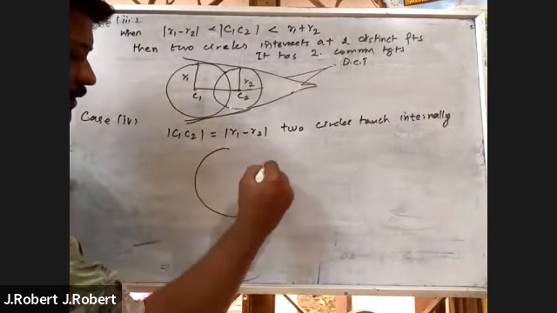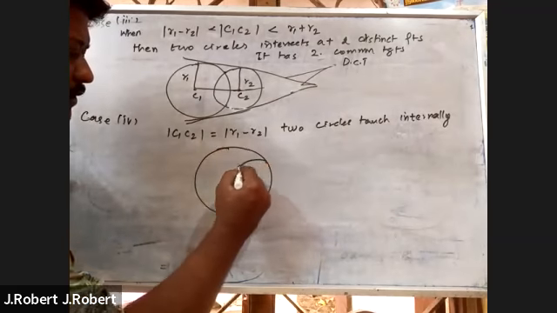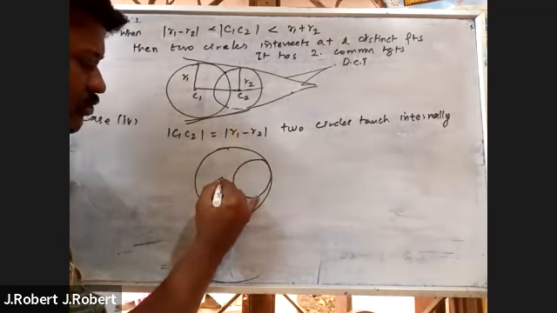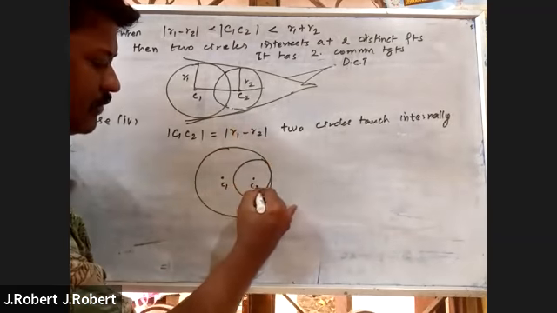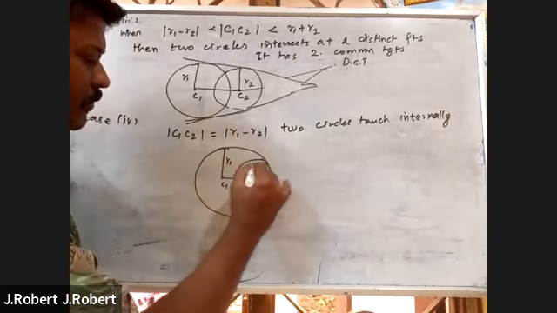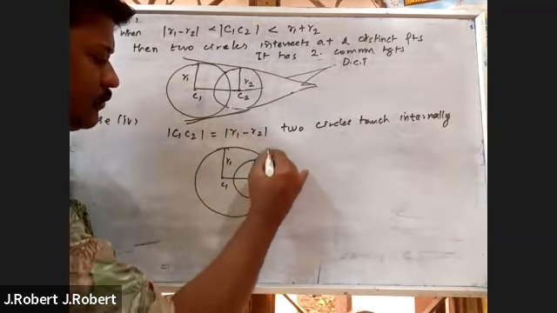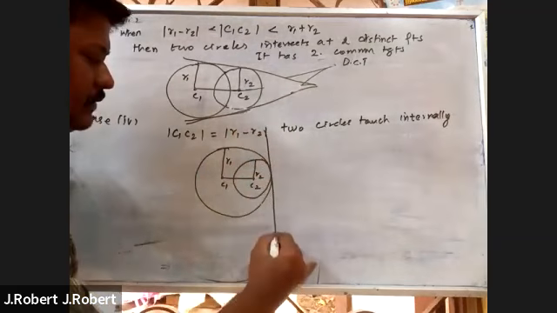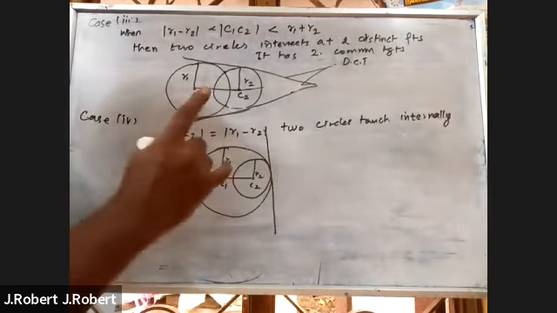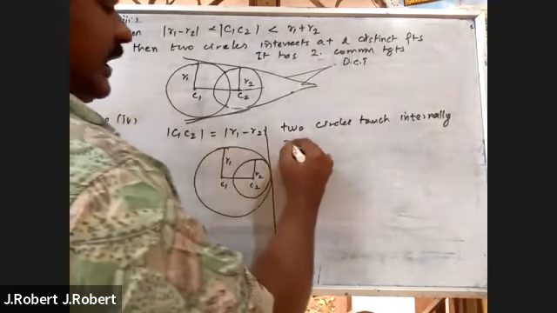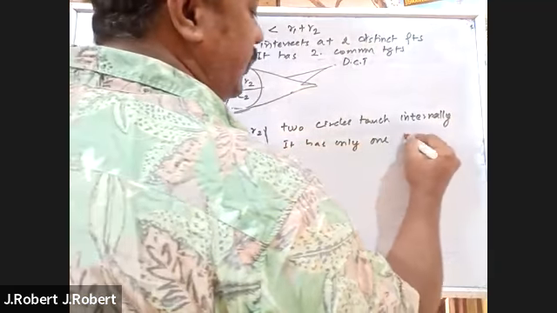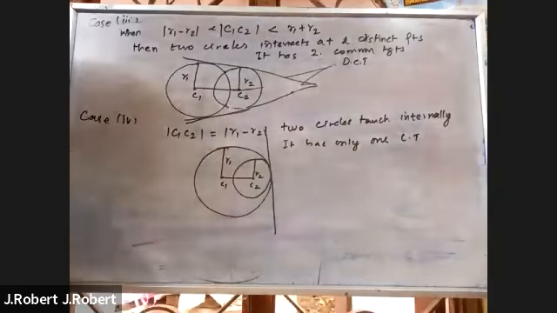Look, there is a circle, and inside it another circle comes, like a concentric circle. This is called your C1, this is called your C2. Then this is your R1, this is your R2. Then we have the tangent. Only one line touches both circles, just one. Therefore it has only one common tangent. Do you understand?